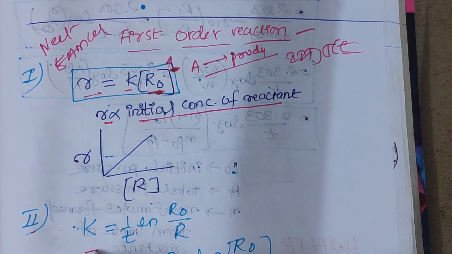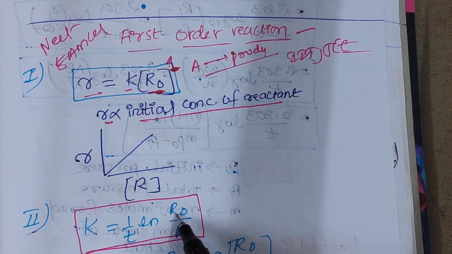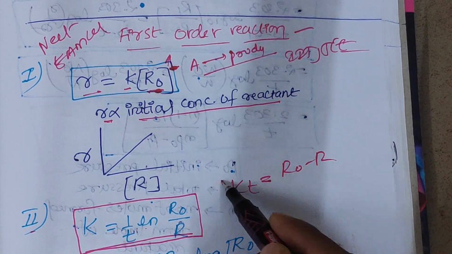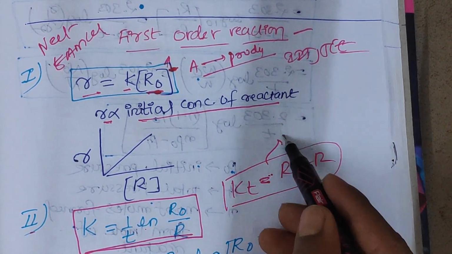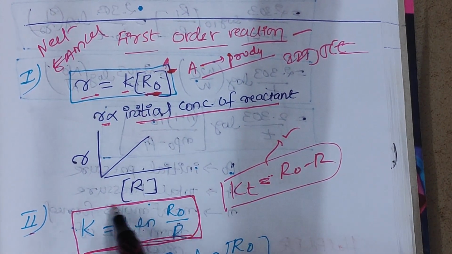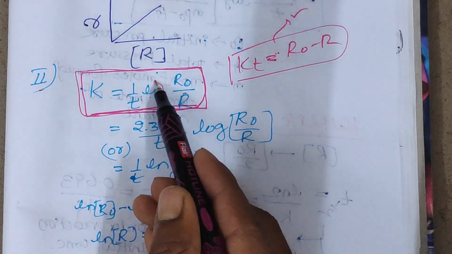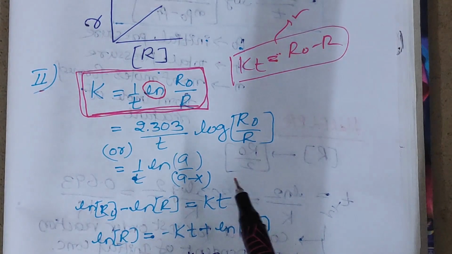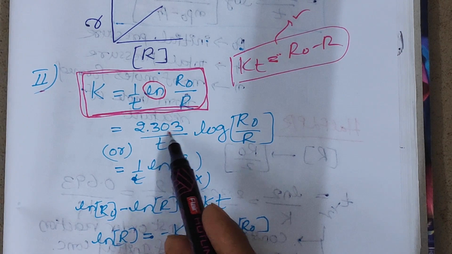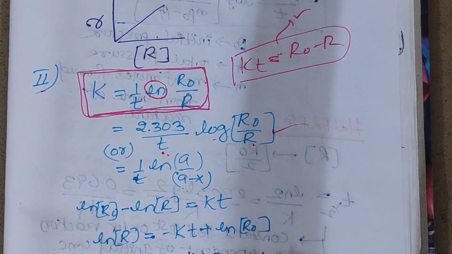Here for K we have the formula. Kt is equal to R naught minus R, when you apply it for a zero order reaction, this is correct. When you apply ln for a first order reaction, this is the formula: K is equal to 1 by t ln R naught by R. If you remove the ln by substituting the log value, you can have the formula like this: K is equal to 2.303 by t log R naught by R. This is the most important question.